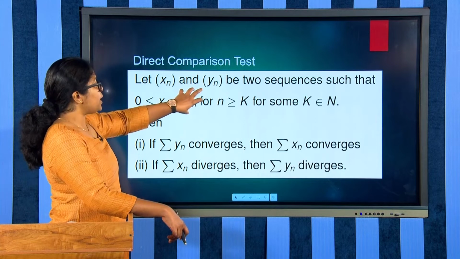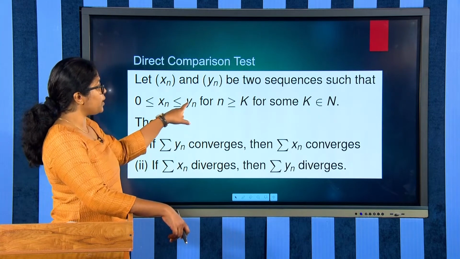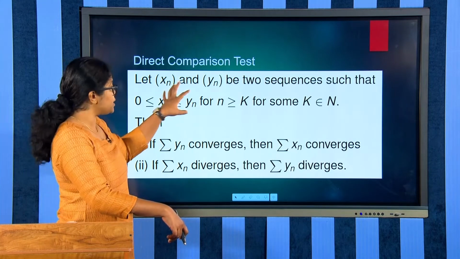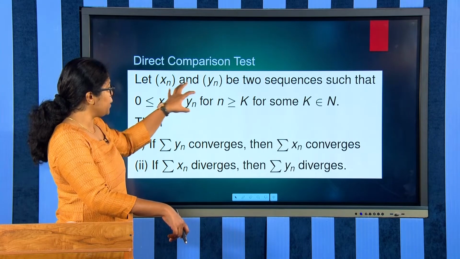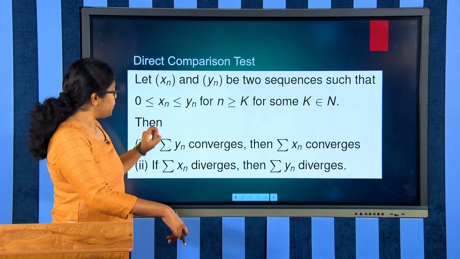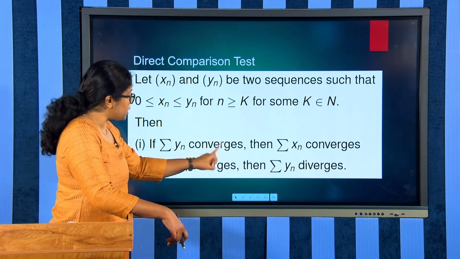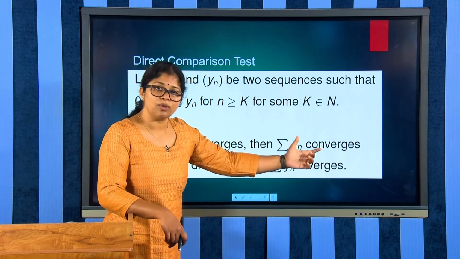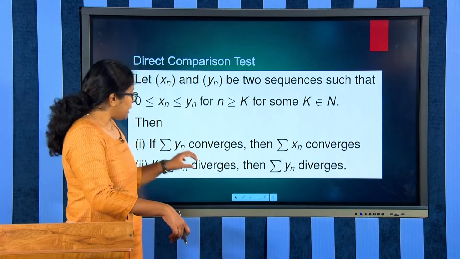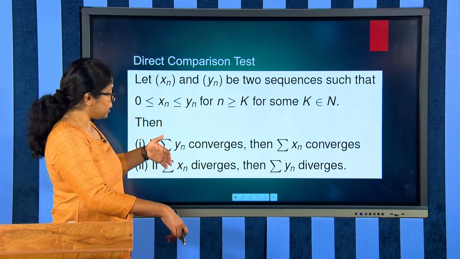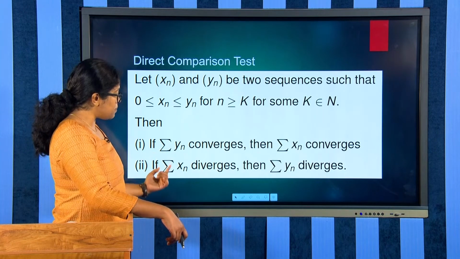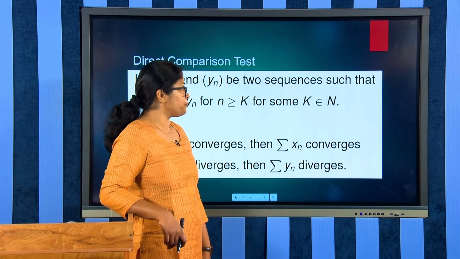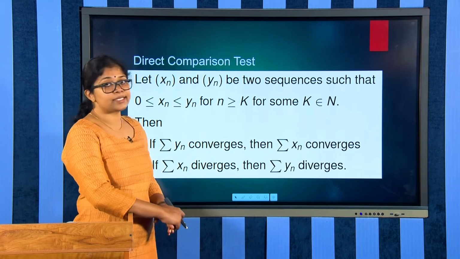Then if we add this term which is larger than xn, we are getting a larger series on this side and a smaller series on this side. So, if the larger series summation yn converges, then automatically the smaller series also converges. And in the reverse order, if sigma xn diverges, then sigma yn diverges. So, this is the direct comparison test.